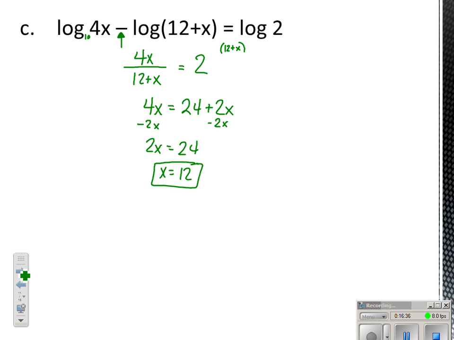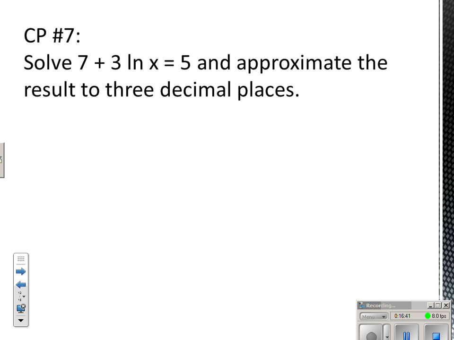And x is equal to 12. Okay, so keep looking for those same things that we were looking for in the first part of the chapter. Checkpoint number 7. Solve 7 plus 3 natural log of x is equal to 5 and approximate the result to 3 decimal places.